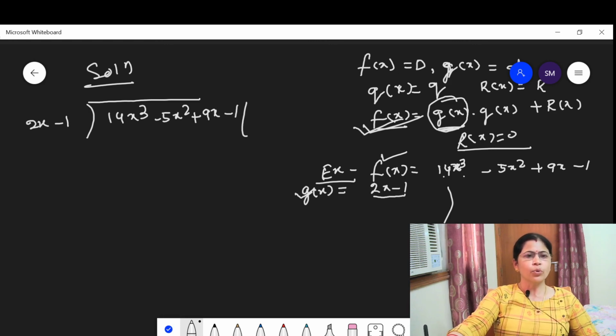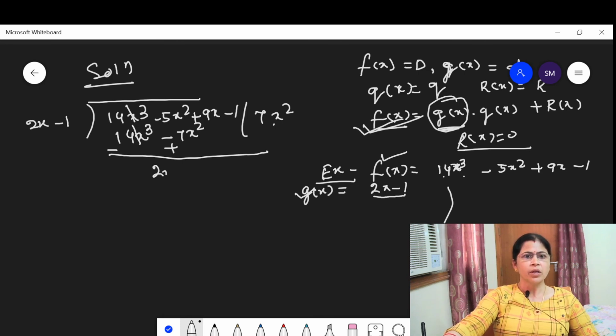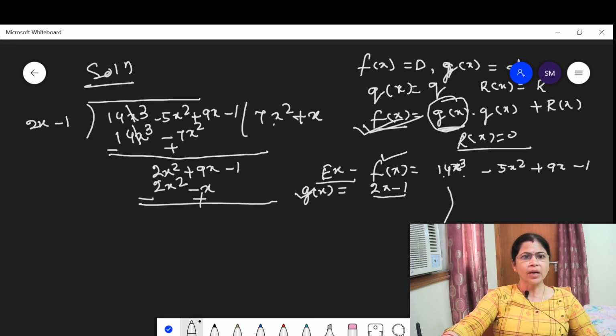To get 14x cube from 2x, you have to multiply by 7x square. 7x square into 2x is 14x cube. 7x square into minus 1 is minus 7x square. Subtracting, minus 5x square plus 7x square gives 2x square plus 9x minus 1. Then to get 2x square from 2x, we multiply with x. x into 2x is 2x square, and x into minus 1 is minus x. When we subtract, we get 9x plus x, which is 10x minus 1.